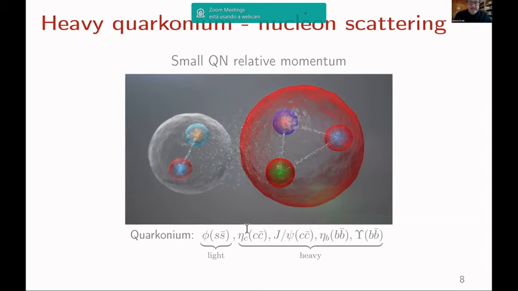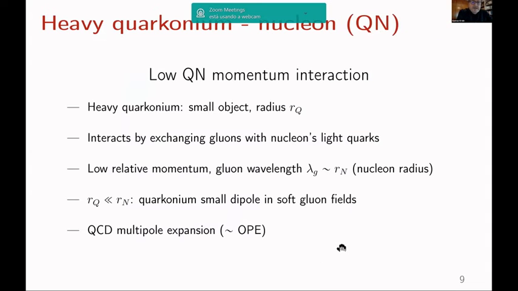So this is the biased part of my talk, that we can access this matrix element through heavy quarkonium nucleon scattering. Okay, so a heavy quarkonium is, say, the eta C, the J psi, the upsilon, eta B, and so on. Why is that? This is because these heavy quarkonia are small objects, and they interact with the nucleon by exchanging gluons with the nucleon's light quarks.